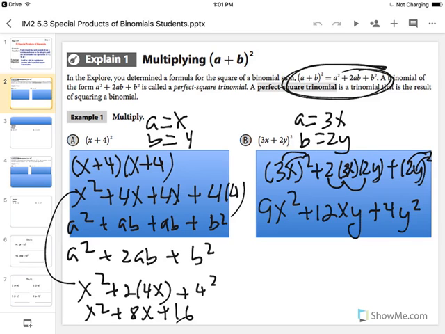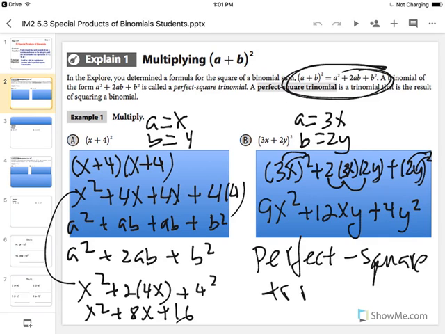This is called the perfect square trinomial. Oops, let me change the spelling of this. Okay, let's go on to our next example.